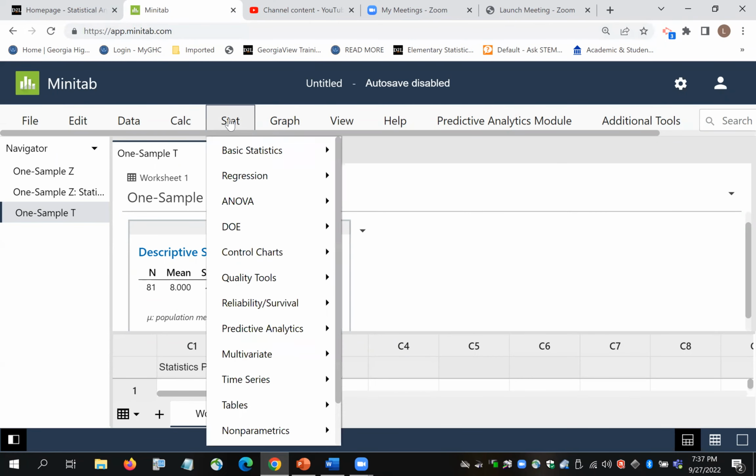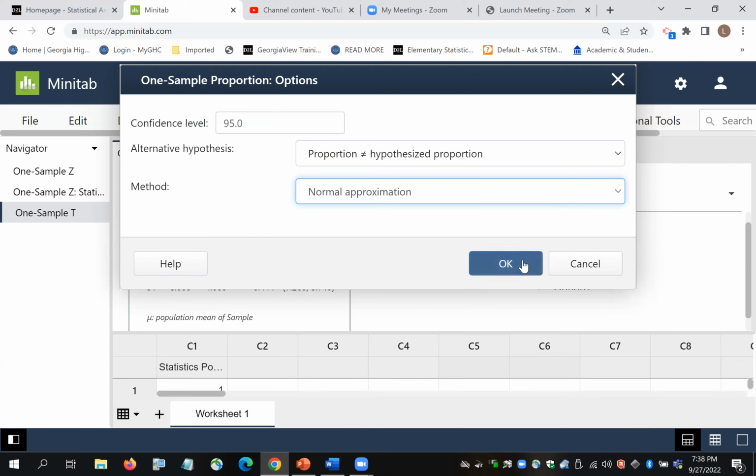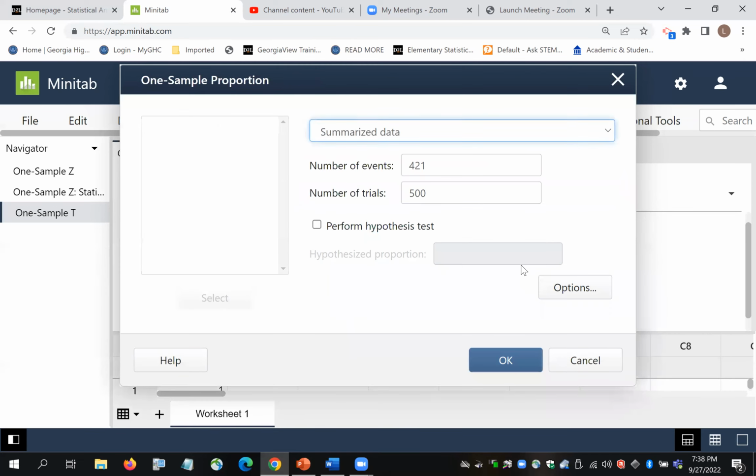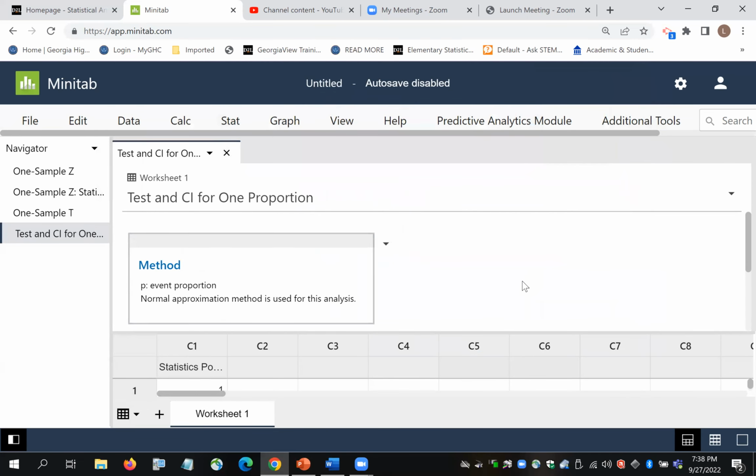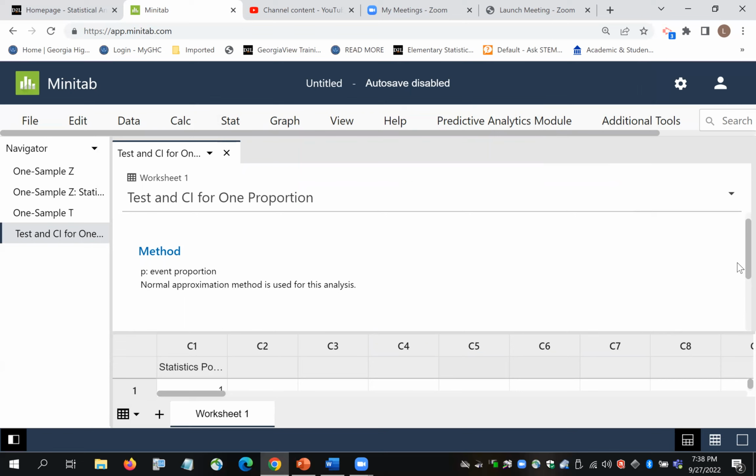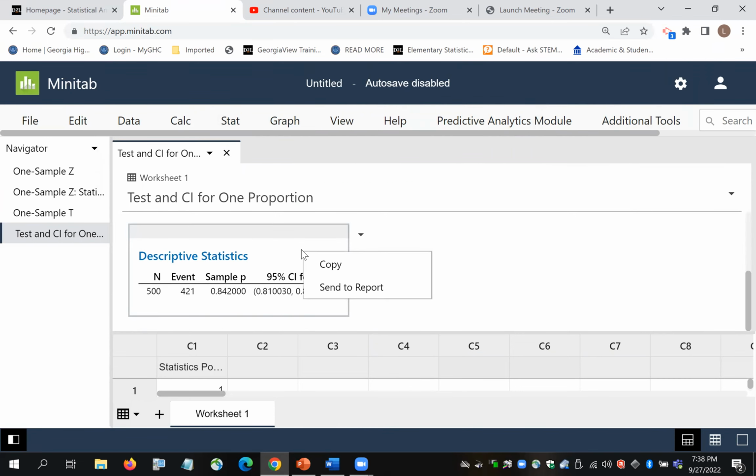We choose options. We want a 95% confidence interval. My proportion does not equal, and we want to do a normal approximation. So that's the piece you have to change. You have to change it from exact to normal approximation. I click OK. And again, in the top half of my screen, it gives me my results.